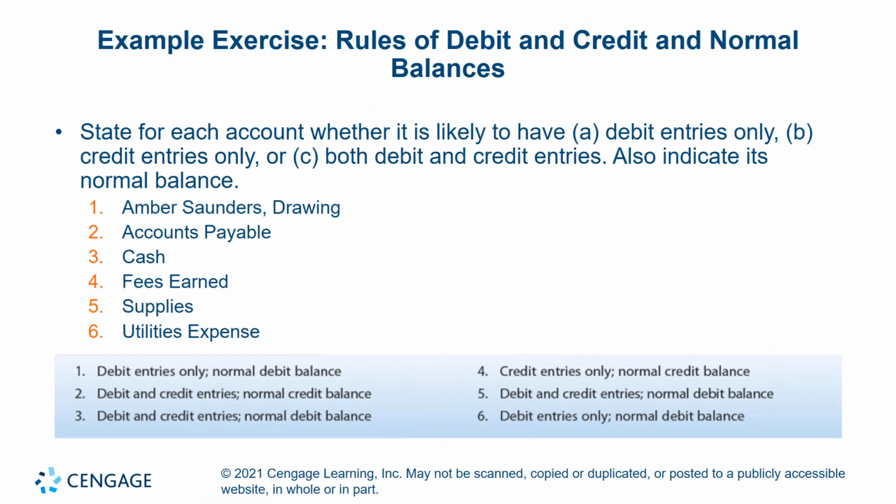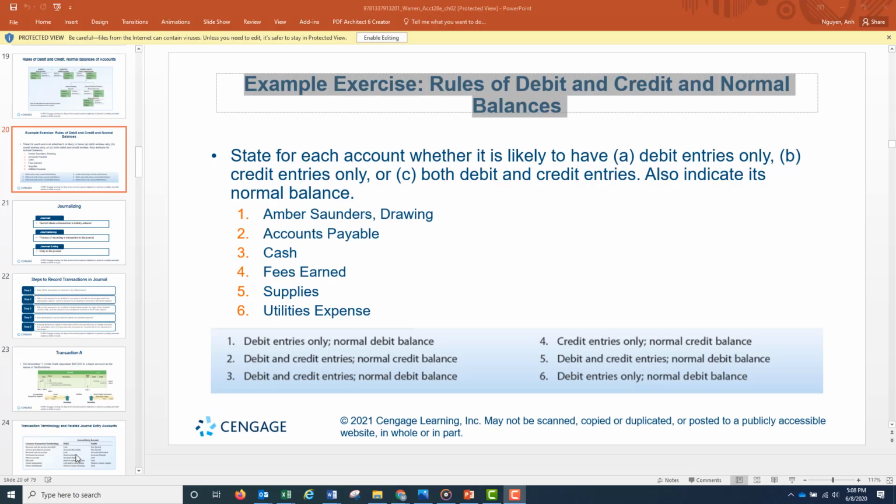Let's review the rules of debit and credit and the normal balances. Before we start, note the letters AED. A stands for assets, E for expense, and D for drawn. Any accounts that are AED, assets, expense, and drawn, increase on the debit side. All other accounts increase on the credit side. Let's get started.